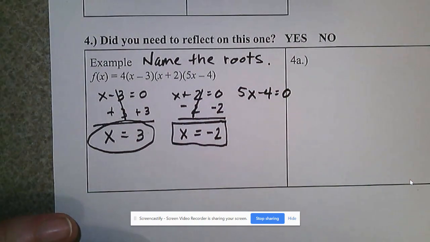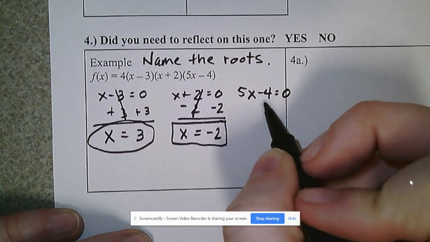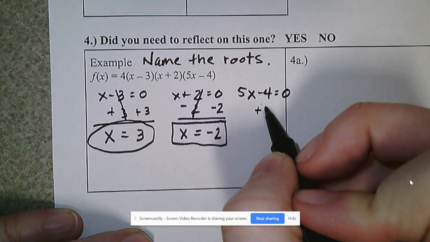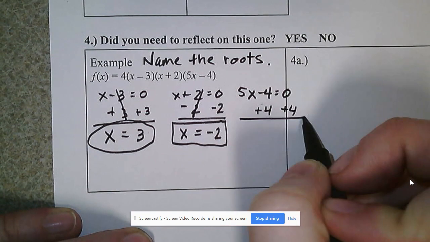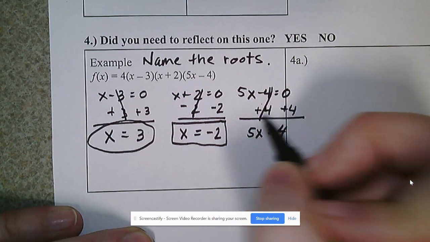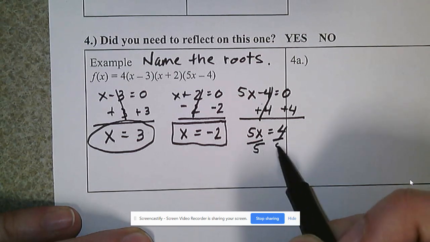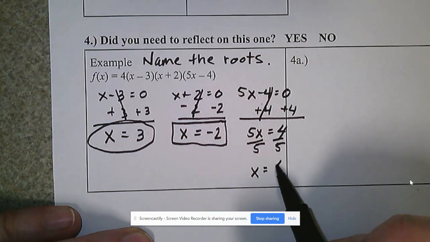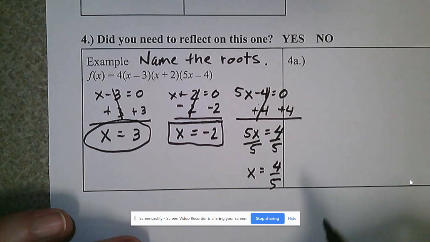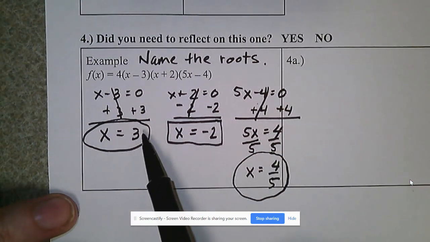Okay, and then my last one, this is a 2-step equation. I'm going to undo the subtraction first by adding 4 to both sides. And I'm left with 5x on this side. Those canceled. And again, I'm trying to get x by itself. So to undo multiplication here, I'm going to divide both sides by 5. So x is 4/5.